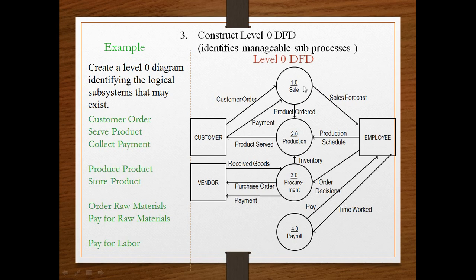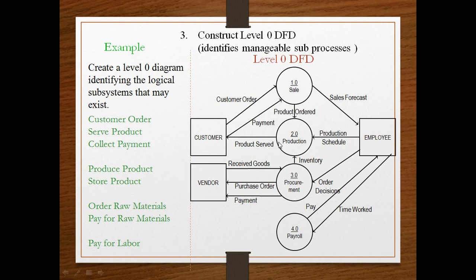Okay, so let's draw these 4 circles. I have written first is sale, then this is production, this is procurement, and this is your payroll. I have also written customer, vendor, and employee. Now let's check here. The customer orders. The order is given to the employee. The employee will produce those things, and that product is served to the customer. The customer will pay.